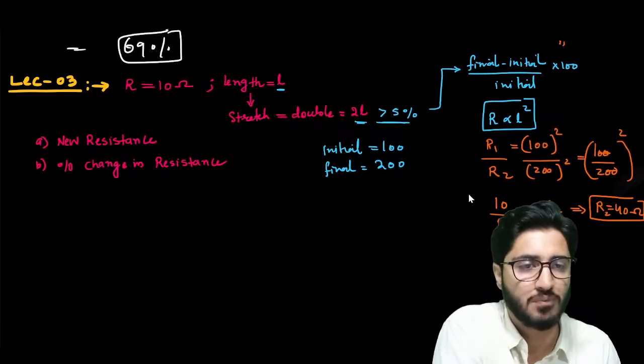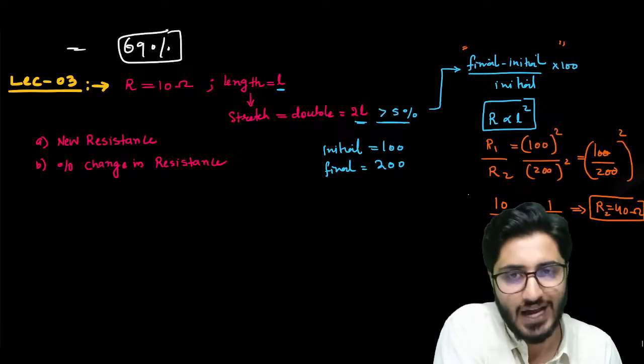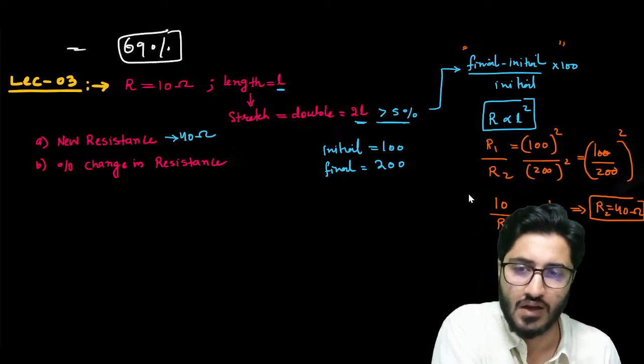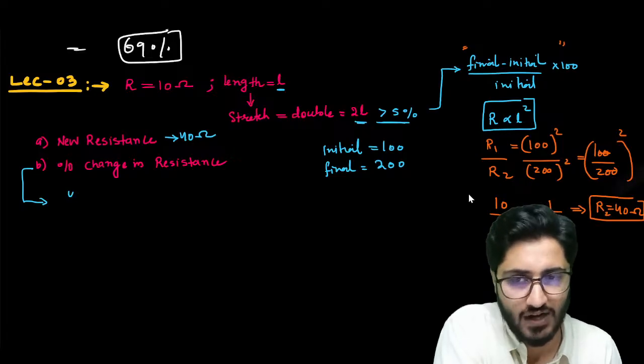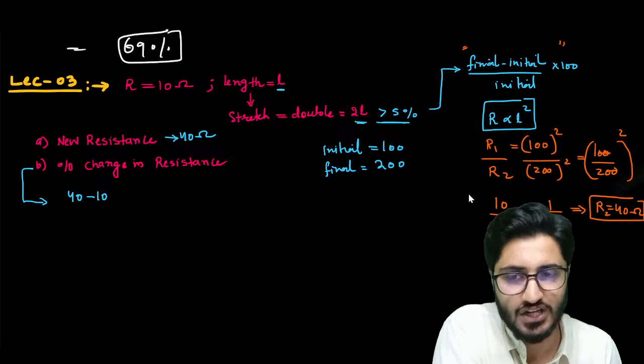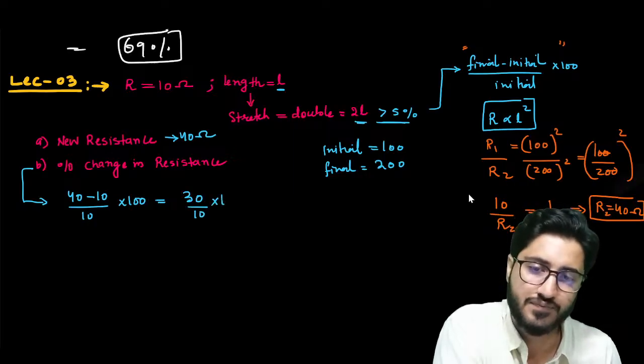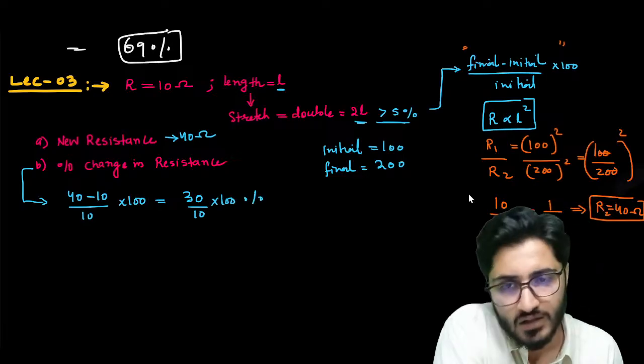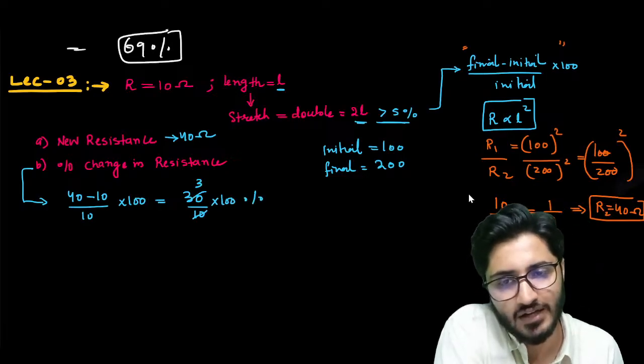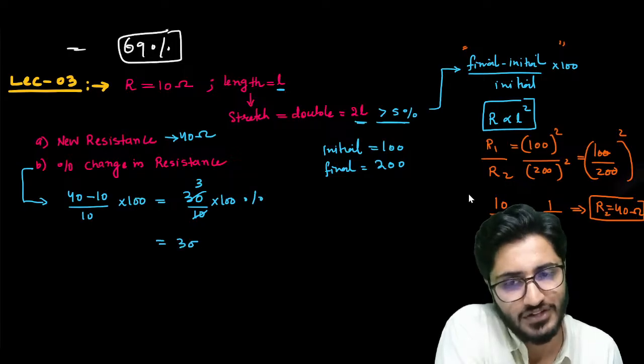Now use this formula. New resistance, we concluded, is 40 ohm. For percentage change, I need to use the formula: final minus initial divided by initial multiplied by 100. Final is 40, initial is 10. 40 minus 10 is 30. It is 30 divided by 10 into 100. 10 ones are 10, 10 threes are 30, 30 into 100 is 300. So my change in resistance came out to be 300%.